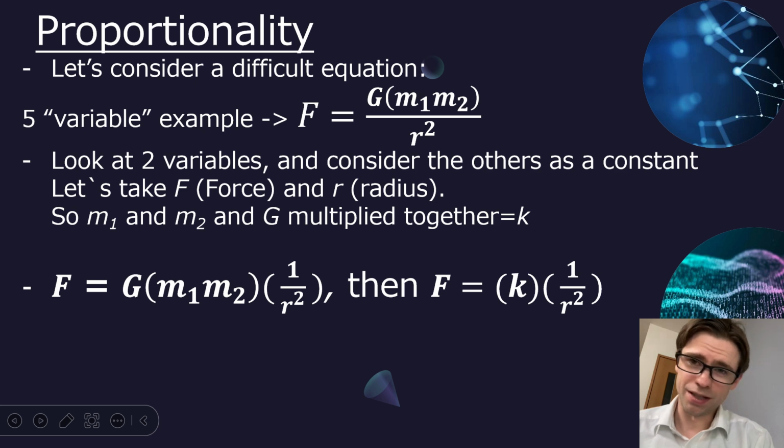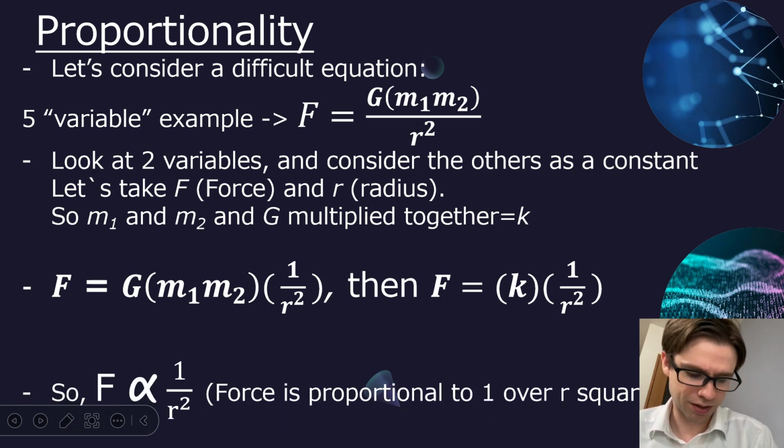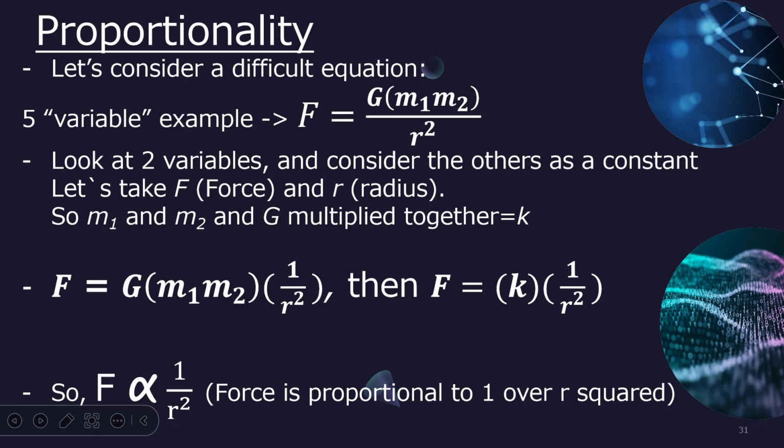Then what did I say? I said ignore K or delete it when you convert this into a proportionality. So F is proportional to 1 over R squared. K goes away. And the way that you read that is exactly that. F is proportional to 1 over R squared.